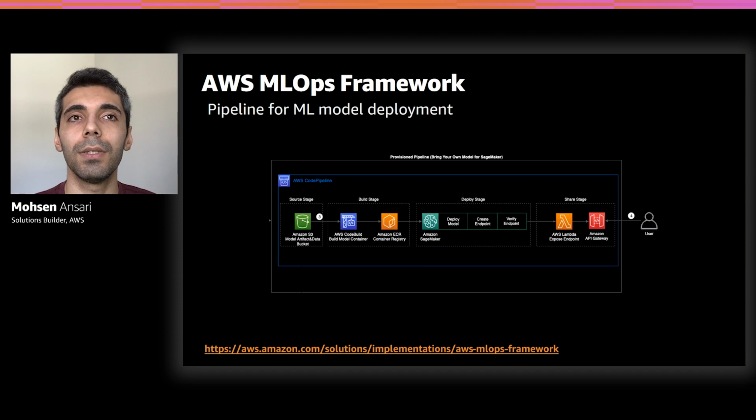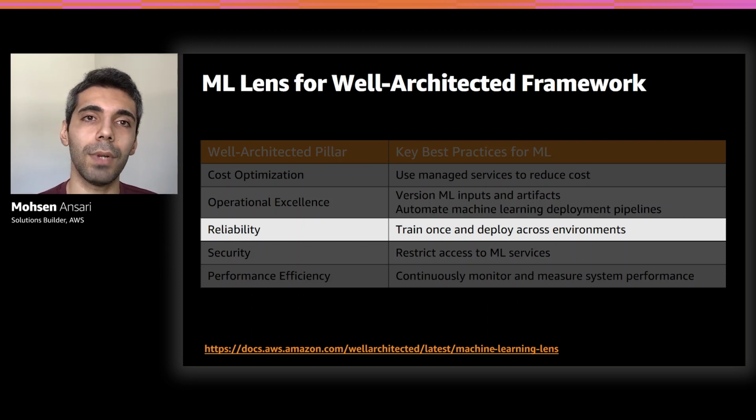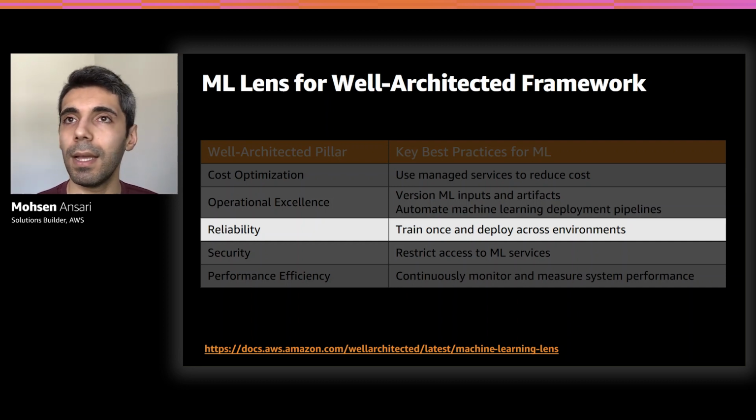So this was the explanation of what this solution does, and let's explore how we applied architectural best practices onto this solution. So referring back to the table again, in the reliability pillar, we had a best practice that was called train once and deploy across environments. So what does this mean? It means that if you have a machine learning model, you only need to train it once. Once you make sure that the parameters are correct and set up correctly, you can use that trained model and deploy it across different environments. So how did we apply this best practice into our solution?